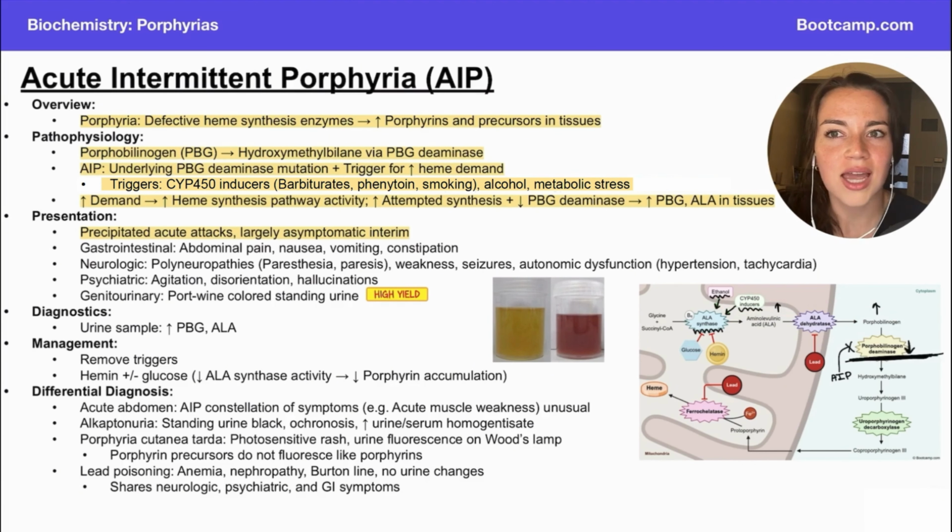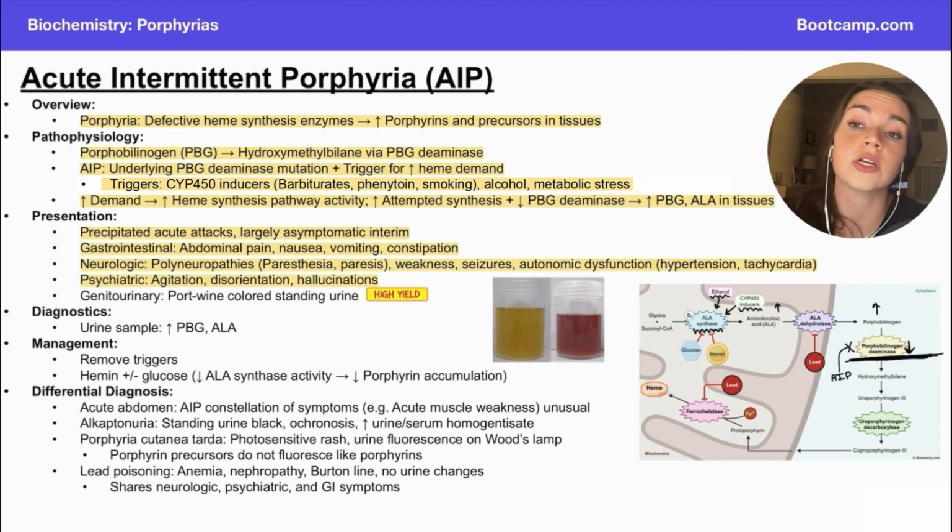And an AIP attack can be kind of tricky to figure out on the test unless you're really consciously remembering this on your differential. It's kind of a bunch of seemingly unrelated symptoms. In the GI system, you're going to see abdominal pain, nausea, vomiting, and constipation. In the neuro system, you're going to see polyneuropathies like paresthesias and paresis, weakness, seizures, and autonomic dysfunction, which includes things like hypertension and tachycardia. These attacks can also be marked by some striking psychiatric findings like agitation, disorientation, and even hallucinations.